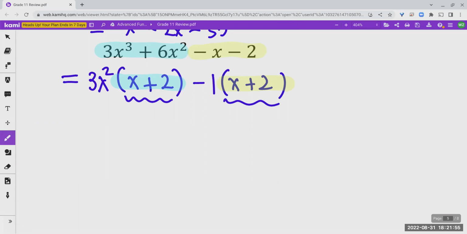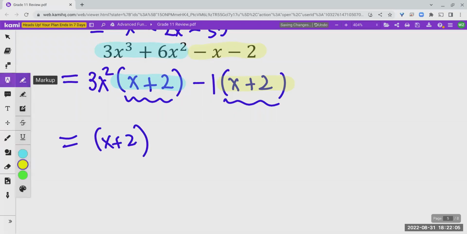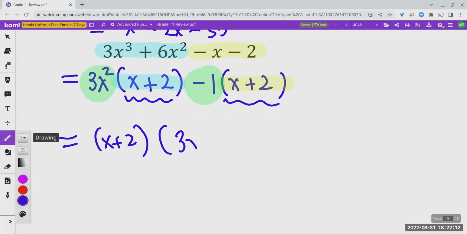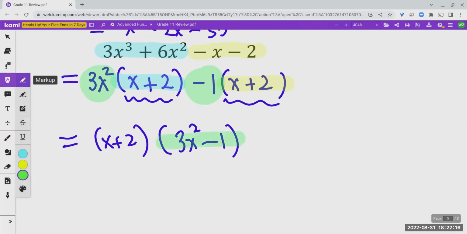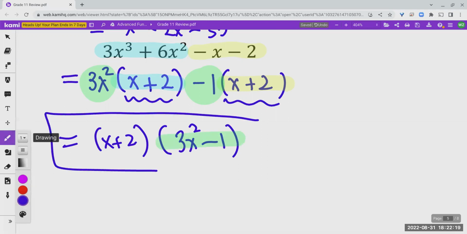Now what we can do is factor out the x plus 2 from both terms because they're the same thing. What would I have left if I factor out the x plus 2? Well, I would have these things left, right? So I have 3x squared minus 1, and that would be in green. And there we go. That's the answer. Look, you have something times something, and we're done. There's nothing you can do to factor 3x squared minus 1.